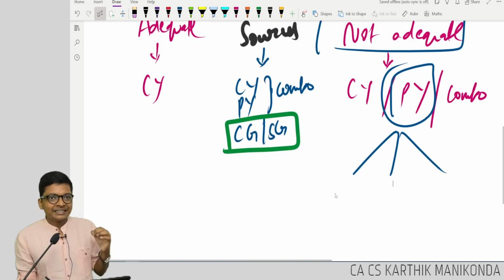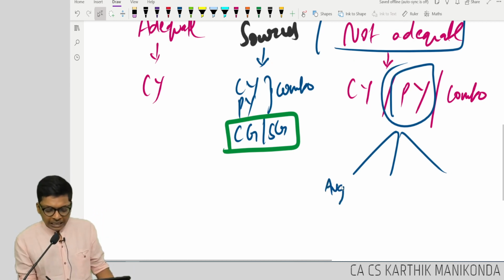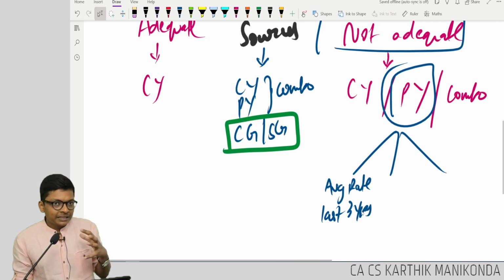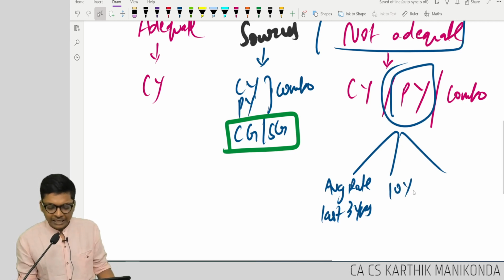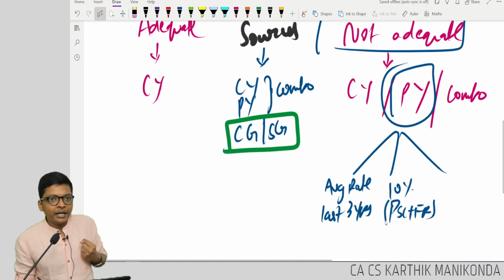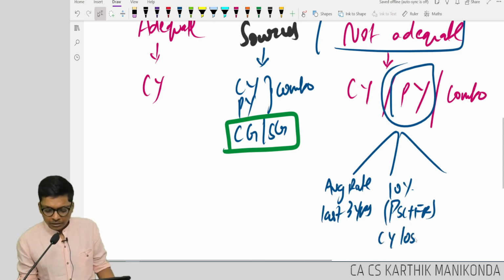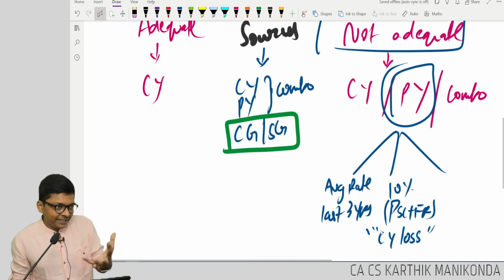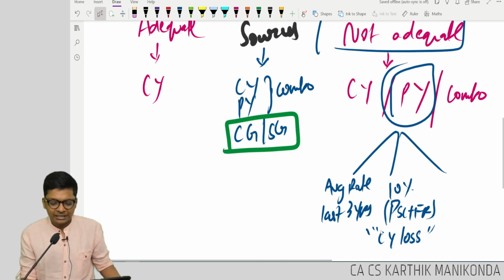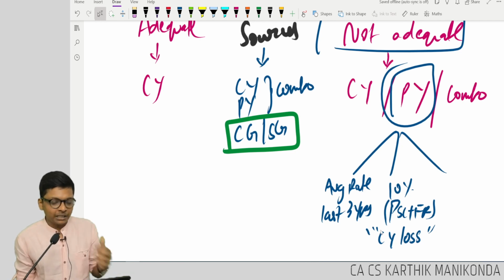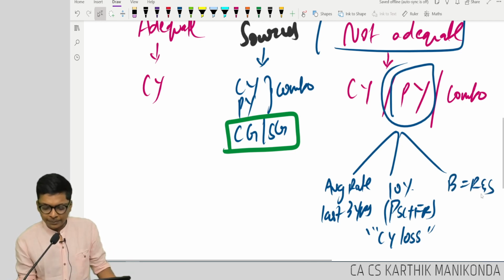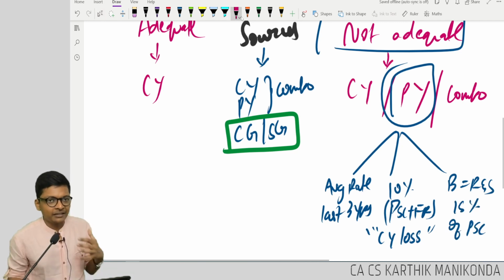Rule 1 says the dividend declared should not exceed the average rate of the last 3 years. Rule 2 says the maximum amount I can withdraw is 10% of paid up share capital and free reserves. After withdrawing that, first you should set off against the current year loss. Once I withdraw, first I will set off against the current year loss. And the last one, we saw that the balance in the reserves and surplus should be at least 15% of paid up share capital. And we connected with common sense points.